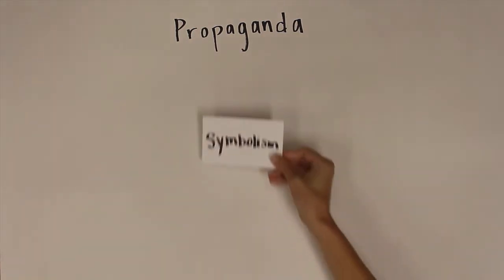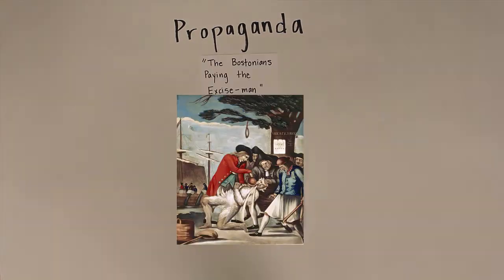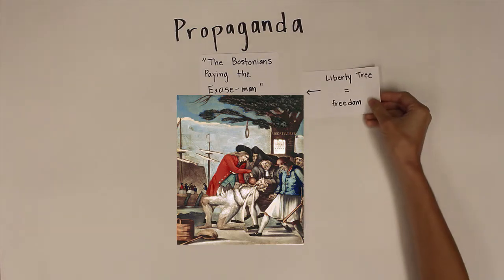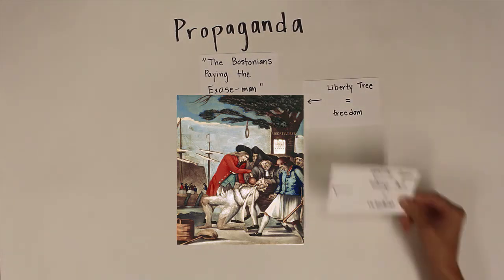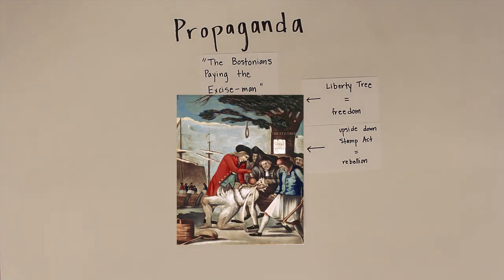This example is also full of symbolism. In the background, the Liberty Tree is supposed to symbolize freedom, but it has an ominous noose hanging from its branches. The upside-down Stamp Act is meant to symbolize the Patriots' rebellion and disloyalty to the king. The Boston Tea Party is taking place on the left-hand side, symbolizing even more rebellion and disloyalty. Each of these symbols is a commentary on the Patriots' disobedience to the king.